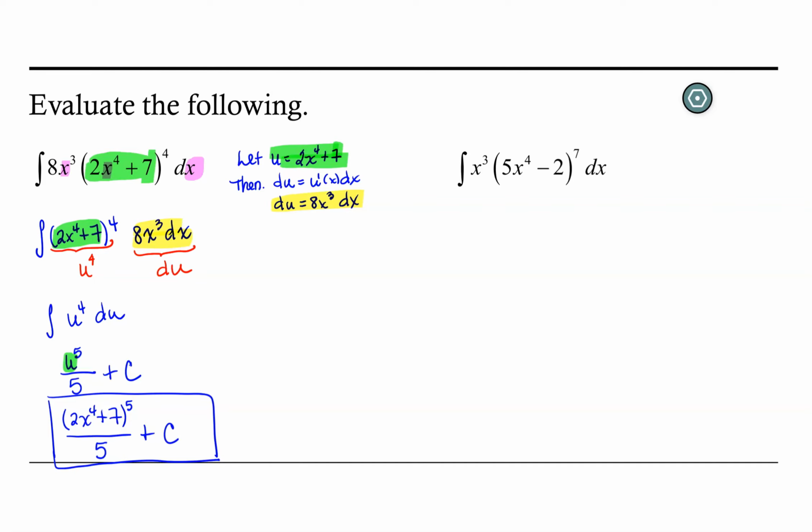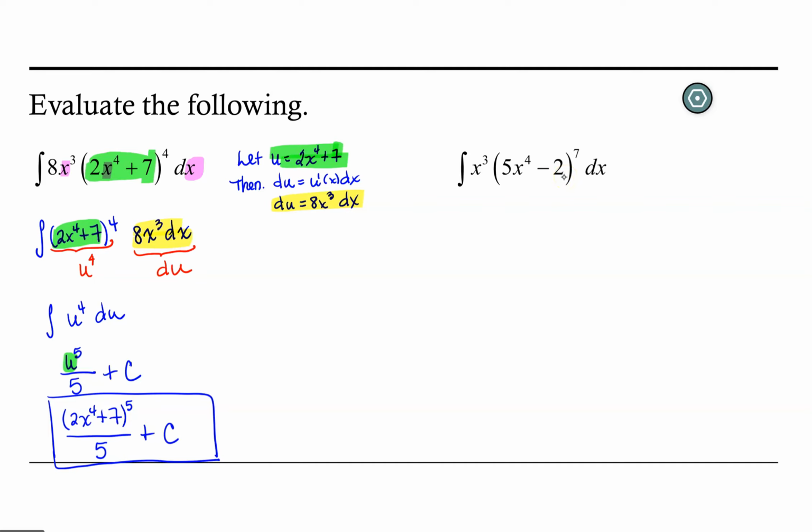Let's take a look at this second example. We're going to use kind of the same perspective here. We're going to look for composition of functions and elements of the integrand that are derivatives of other elements. So what I notice in our second integral, the integral of x cubed times the quantity 5x to the fourth minus 2 raised to the 7th power dx, is that I have a composition where I have something raised to the 7th power. And the argument there is 5x to the fourth minus 2.